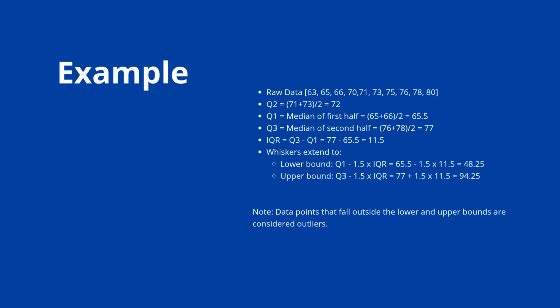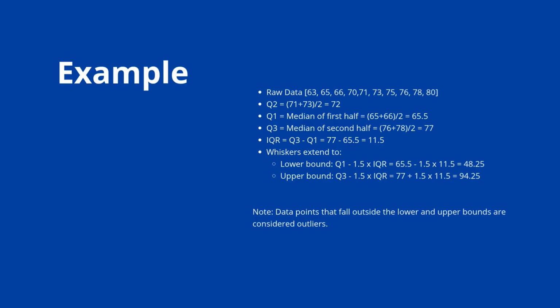Here we have raw data. First we will calculate Q2, which is the median of the whole data set. So we'll take 71 plus 73 divided by 2. We have already seen these things in the interquartile range video. So if you haven't watched my previous video, you can go and watch. I will provide the video in the description.